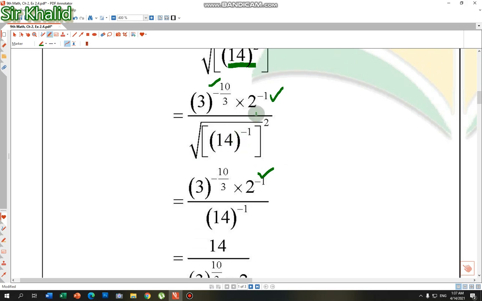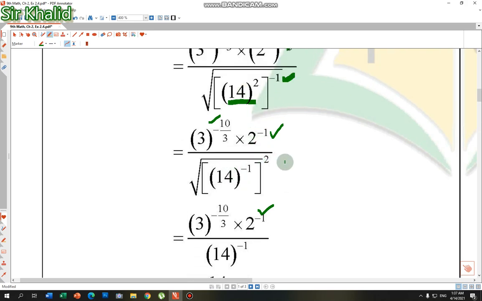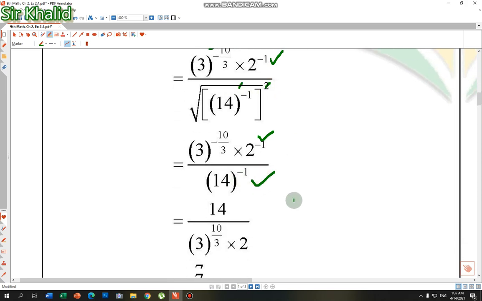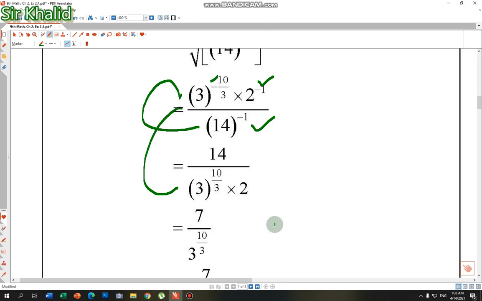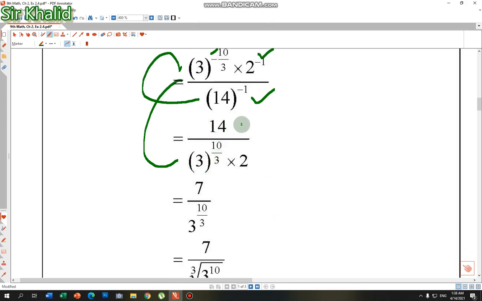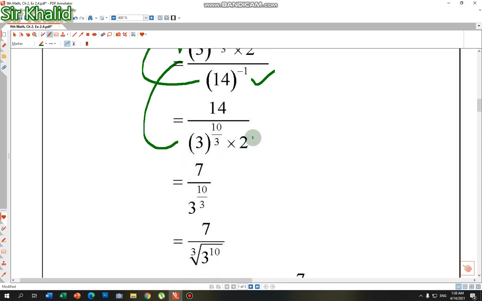I perform this step because the square can be cancelled by this under root, leaving 14 to the power minus 1. Again, this 14 has a negative exponent, so you can move it into the denominator, and the 3 to the power minus 10 you can move to the denominator, to make the exponent positive. Now you see the exponents are positive in the numerator and also in the denominator. Now 2 multiplied by 7 is 14, so it is 7 into 3 power 10 over 3.